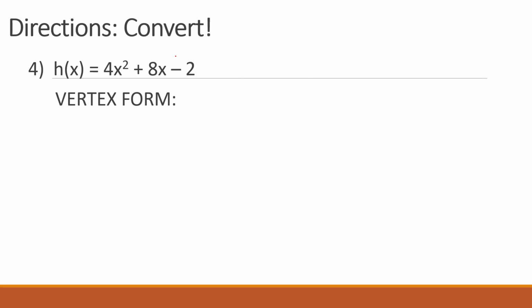All right, let's try another one. Converting to vertex form. We're in standard form now. So in order to get to vertex form, I want parentheses around my first two terms. 4x squared plus 8x. Give it some space. Minus 2. Now this is a little bit different. My leading term is not 1. Remember when we completed the square, we had to have a leading term that was 1.